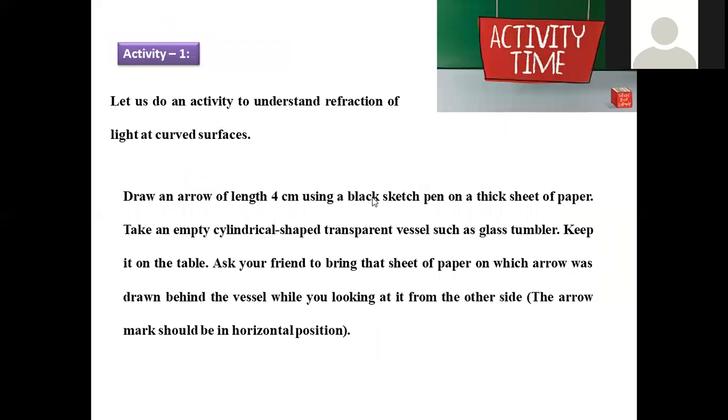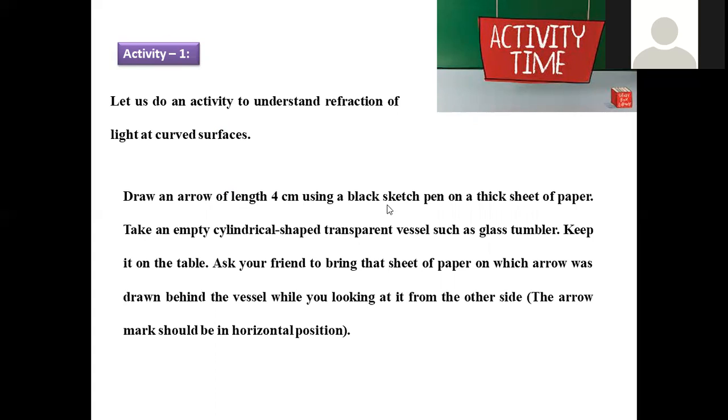Now we are going to do an activity based on this refraction of light. How can we identify refraction? How can we find applications in our daily life? So let us do the activity based on refraction of light on curved surfaces. For that purpose, we are going to do one experiment.